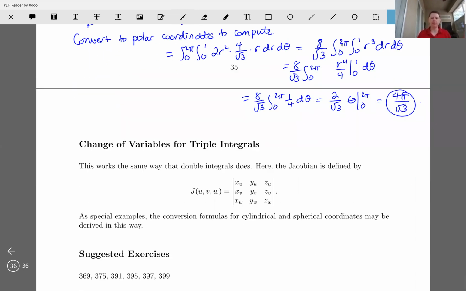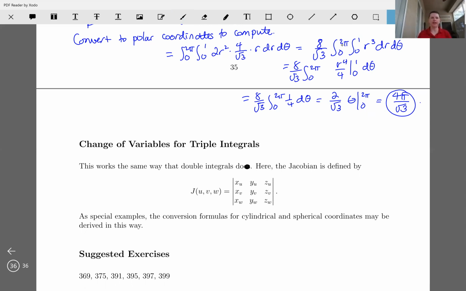Now, you might think triple integrals are going to be way harder, and it's really not so bad, relatively speaking. Works the same way double integrals do. Pardon my lack of ability to write grammatically correct. But the Jacobian this time is defined by the derivative, where each row is just the derivatives of all 3 components with respect to u, v, and w. Special examples actually are the conversion formulas for cylindrical and spherical coordinates, right? You can derive those using this exact approach that we've done.